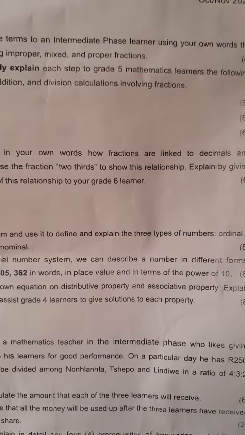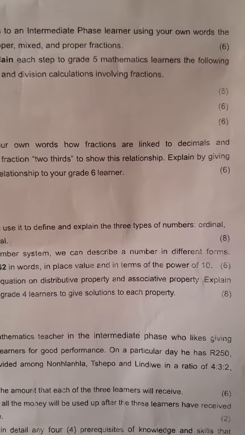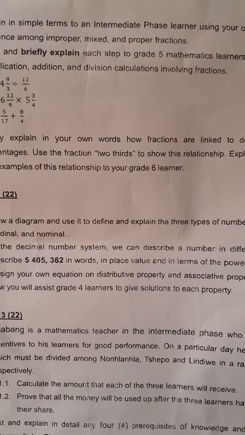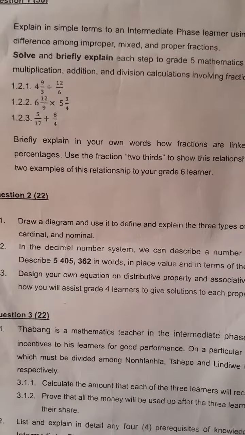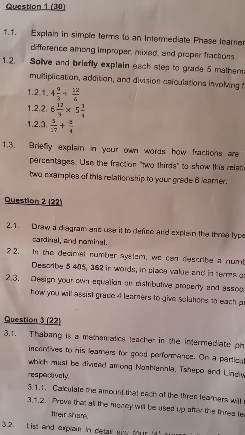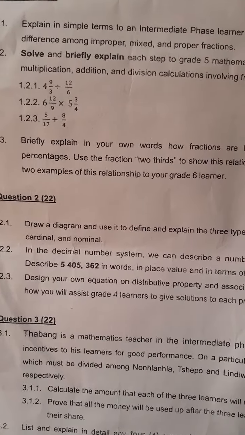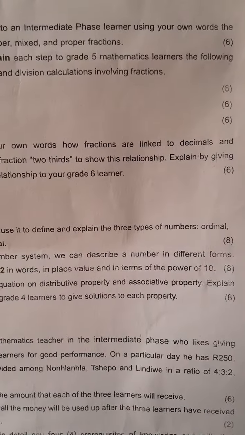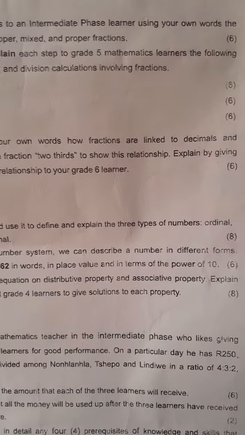Briefly explain each step to grade 5 mathematics learners. The following multiplication, addition, division calculations involve fractions. So we are going to work with these beautiful fractions from 1.2.1, 1.2.2, and 1.2.3. How many marks? That's 18 marks, because each is 6, which is 12 and 18.